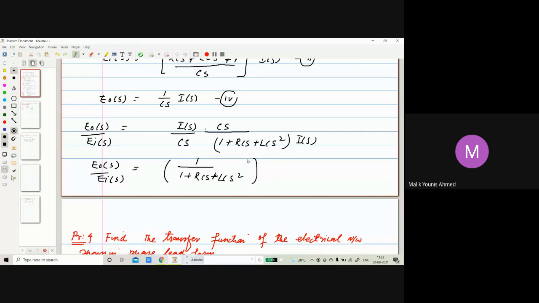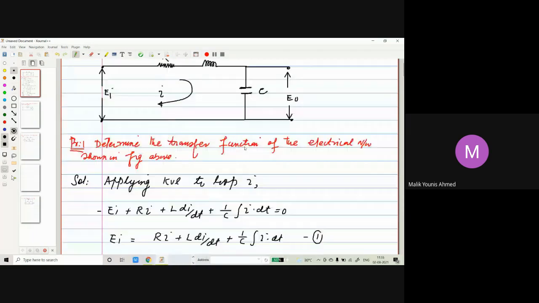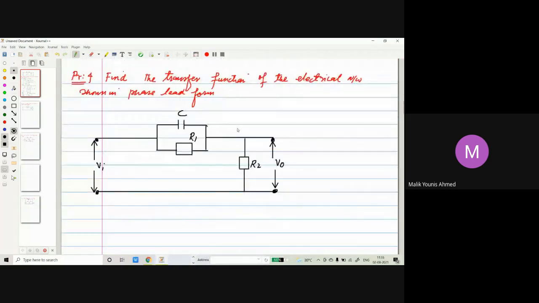So this is the transfer function. This is what you have to find. Very simple numerical: two equations you can take and you can divide. But always this will not be so easy. So let's go to the next problem. Find the transfer function of the electrical network shown in the figure. In this case, in order to simplify the equation, we will consider this as Z1 and the second as Z2, just for the sake of simplification.